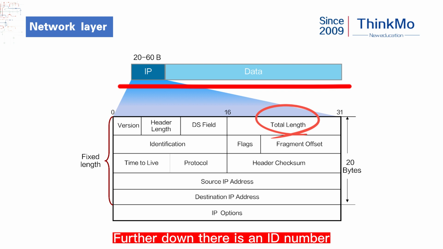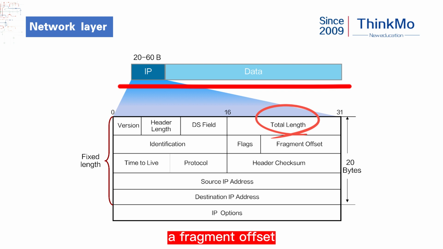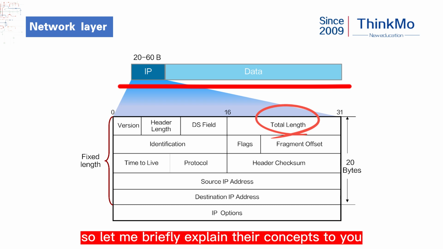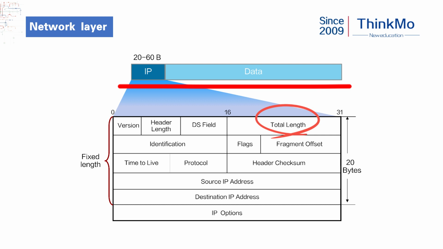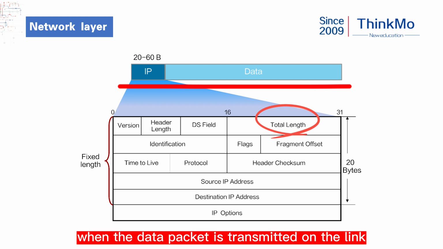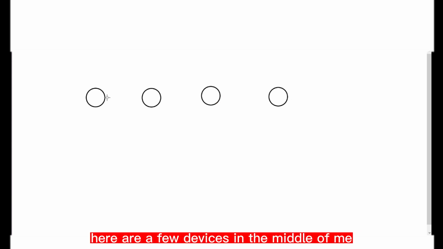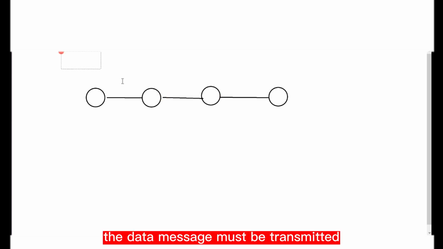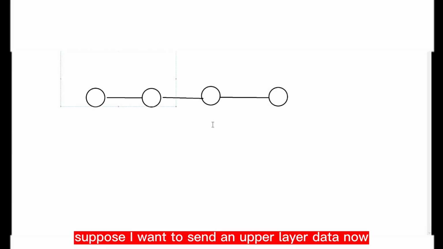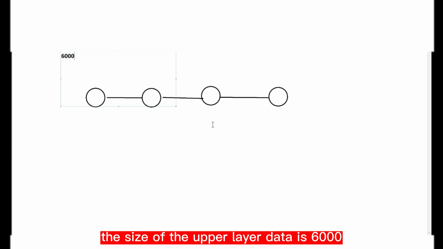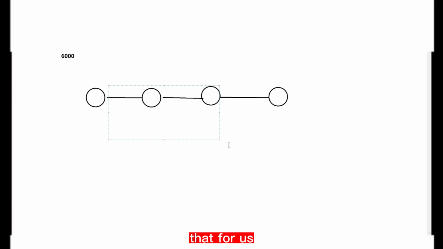Further down there is an ID number, flags, and a fragment offset. Let me briefly explain their concepts. We will mention something called fragmentation later. When a data packet is transmitted on a link, the carrying capacity of the link is limited. For example, suppose I want to send data, and there are a few devices in the middle with links drawn between us. The data message must be transmitted over these links. Suppose the upper layer data I want to send is 6 kilobytes. For us, there is a value on the link called MTU.